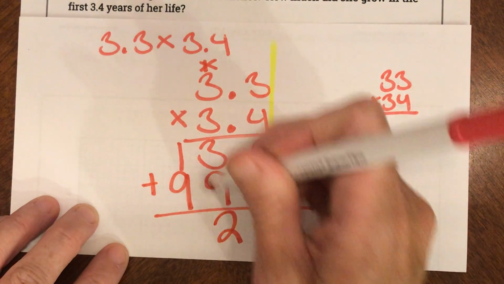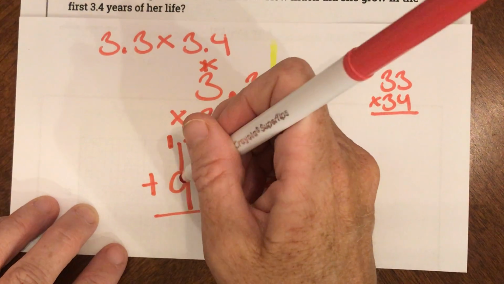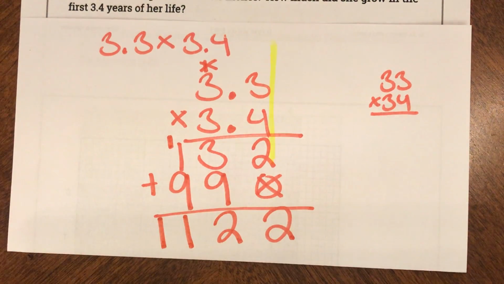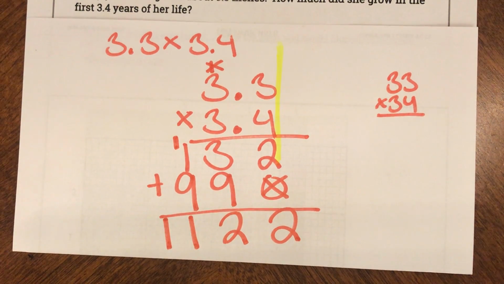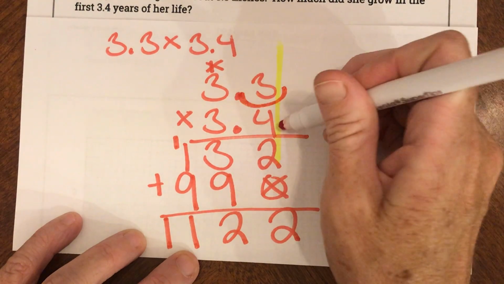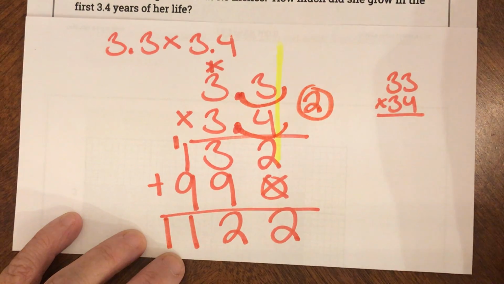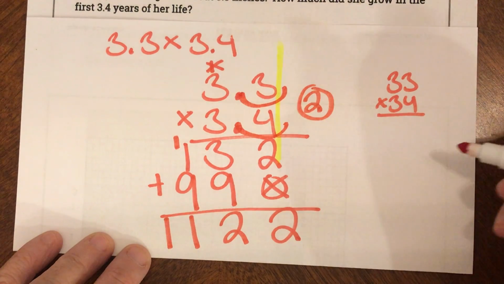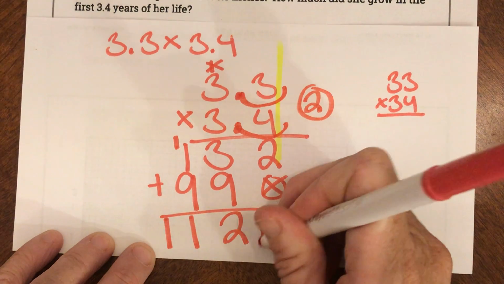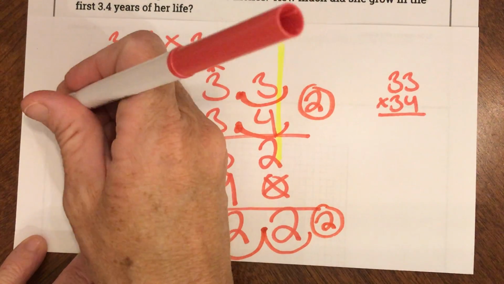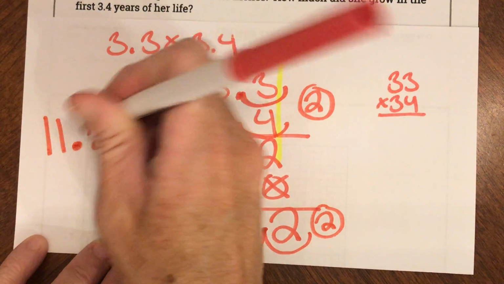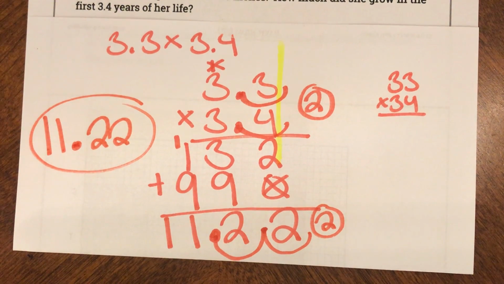3 plus 9 is 12. 1 plus 1 is 2, plus 9 is 11. Okay, that was step 2. Step 3 is do my loops in my problem. 1 loop, 2 loops. And then step 4 is to do my loops and my decimal in my product. 1, 2, add a decimal. So 2 loops and 2 loops. So my product is 11 22/100 is my product.